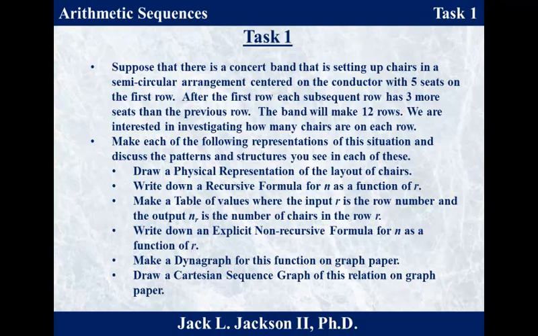And we want to make a dynagraph for this function on graph paper. That's basically just your arrow diagram, but you put your data points on parallel coordinate axes. And then we want to use a regular Cartesian graph, what we normally think of when we say a graph for this relation. Of course, you want to make good use of graph paper, particularly for the dynagraph and the sequence and the Cartesian graph. And so I'm going to leave you to this task. Press pause, work on this a few minutes, and come back and check it out.